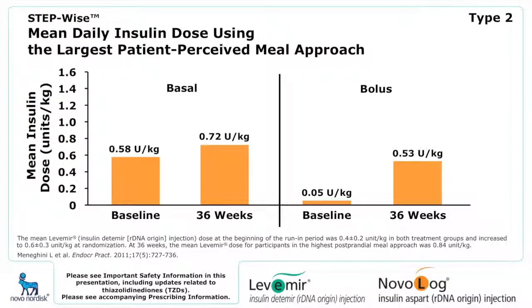Doses of basal and bolus at baseline and 36 weeks are shown here. At the beginning of the run-in period, the mean daily Levemir dose was 0.4 plus or minus 0.2 units per kilogram in both treatment groups, which increased to 0.6 plus or minus 0.3 units per kilogram at randomization. The mean daily dose of Novolog increased continuously during the trial.